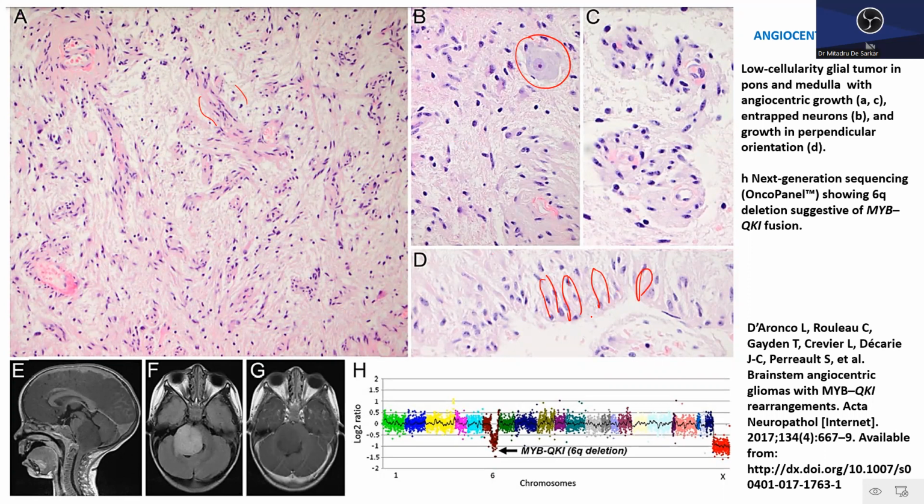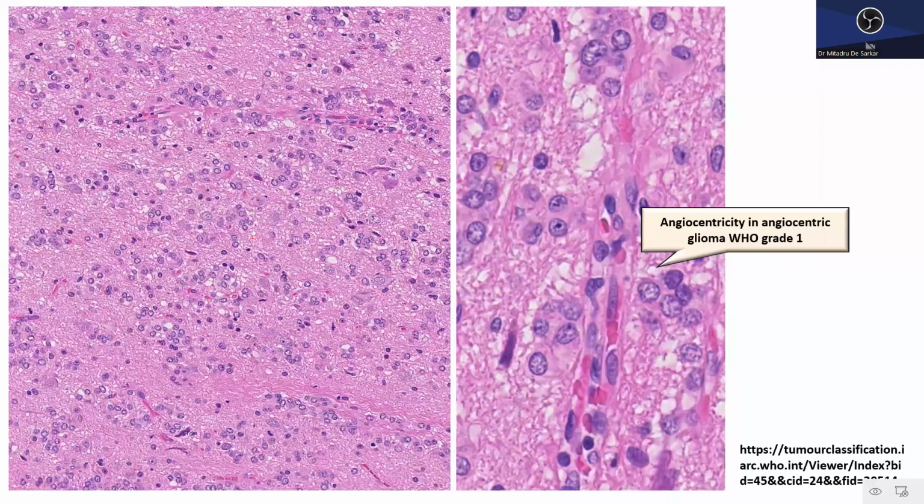This kind of glioma with this characteristic angiocentric pattern, which can sometimes look like ependymomas, are the angiocentric gliomas, and these are characteristically associated with this particular MYB-QKI gene fusion. So like in this particular case, you see that it's a low-grade fibrillary kind of astrocytic morphology with a perivascular pattern, as has been highlighted in this case.